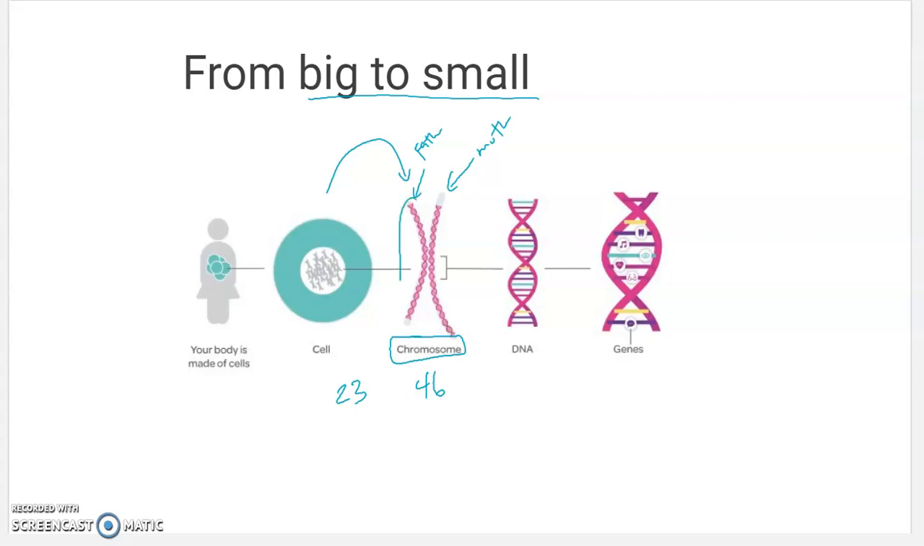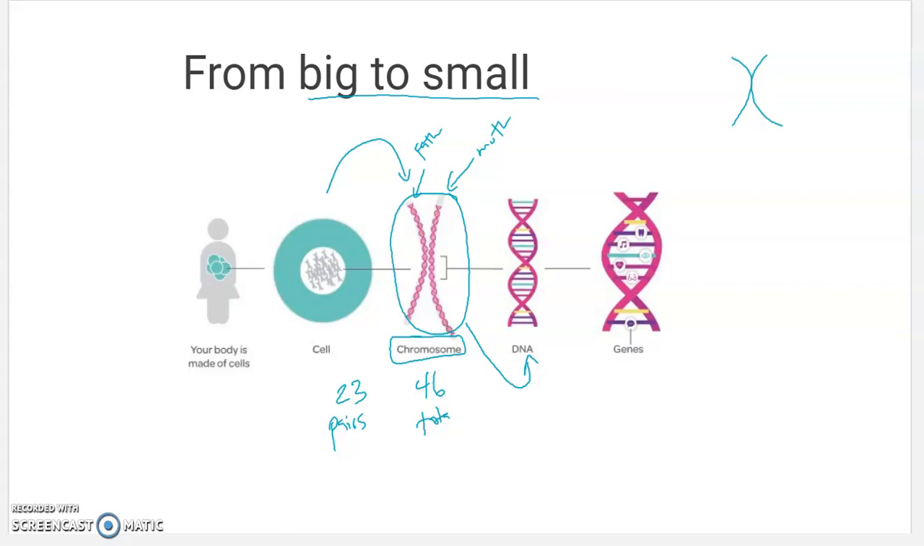There are 46 of these in each nucleus of each cell in your body, or there are 23 pairs of chromosomes. There's 23 pairs, 46 total. They're all organized into pairs like this. You always see them in this X shape with two. So in the nucleus of your cells, you have 23 pairs or 46 total chromosomes. The chromosomes are made of your DNA.